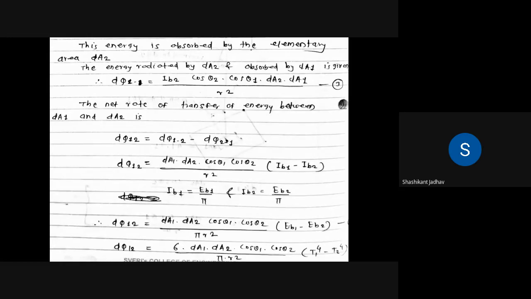Now we have to write down the equation for the net rate of transfer of energy between dA1 and dA2. Suppose A1 has passed 100 units of energy to A2, and A2 has passed 50 units of energy to A1. So what is the net rate of heat transfer? That is 100 minus 50. So in that way, we have to calculate the net rate of transfer of energy between dA1 and dA2. Okay. So write down the next line.